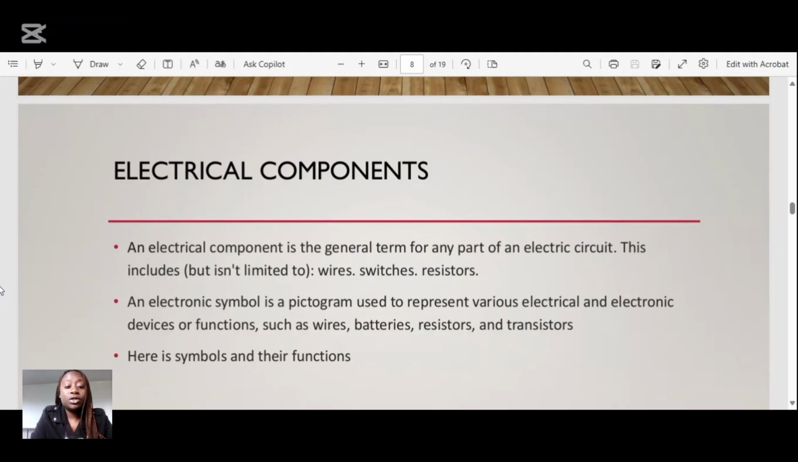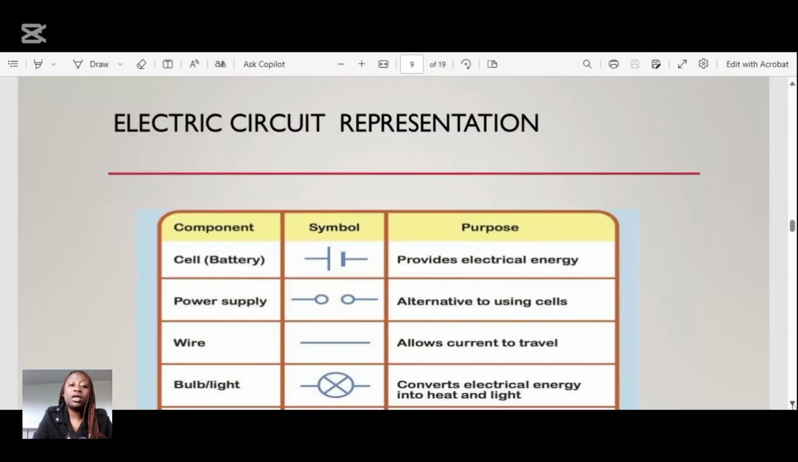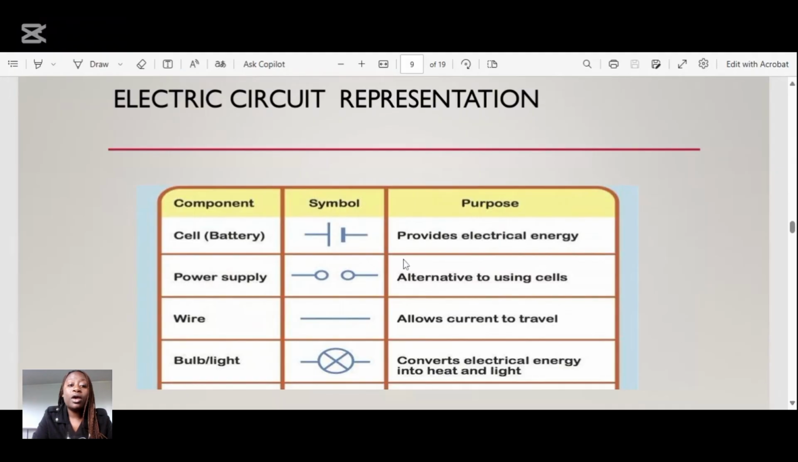ammeter. An electronic symbol is a pictogram used to represent various electrical and electronic devices or functions, such as wires and batteries, resistance, and then transistor. Here are the symbols. We have symbols to represent the circuit. So we have symbols and function.